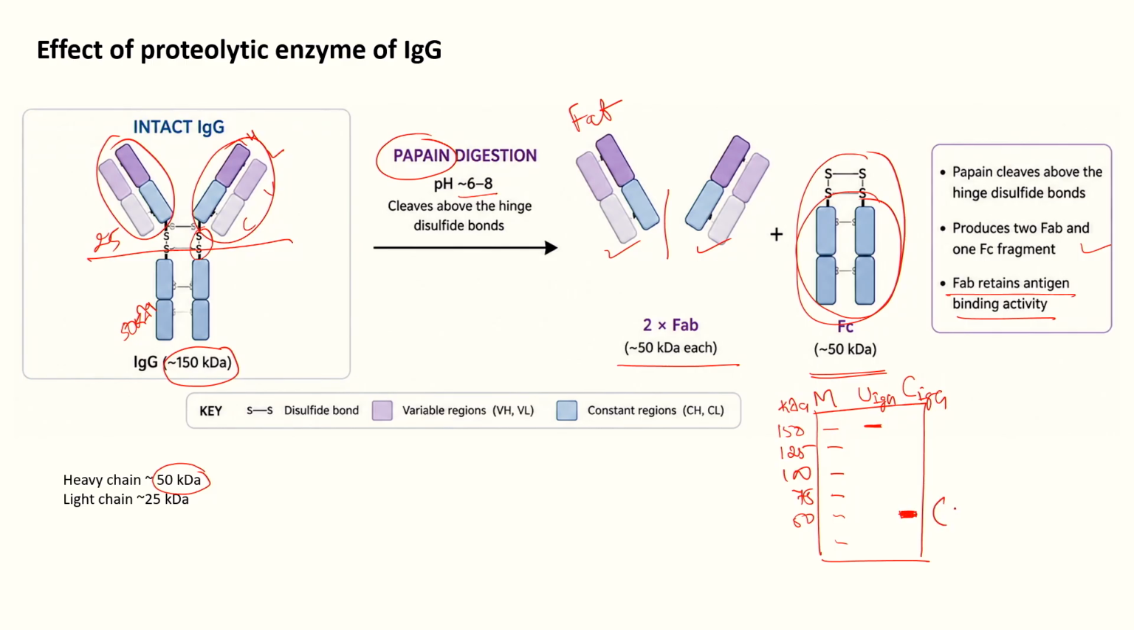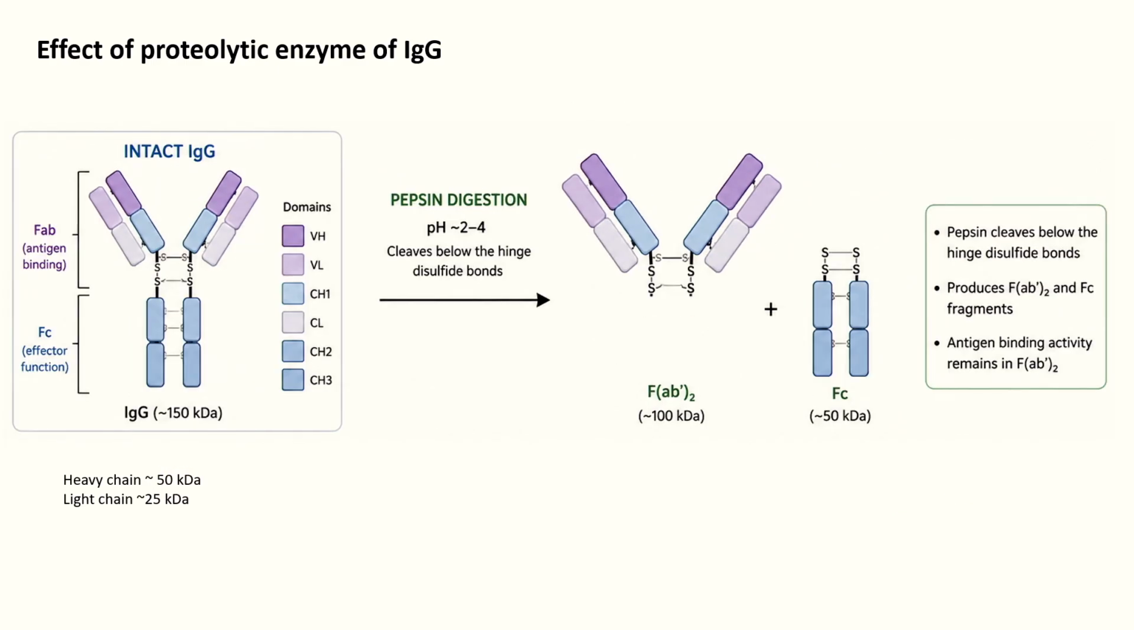So this could be the 2 FAB plus 1 FC fragment. So this is the combination of the degradation process. So what we understood is any protein can be studied in this way. Similarly, there is another protease which is called pepsin.